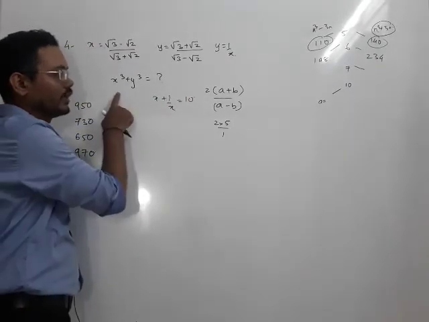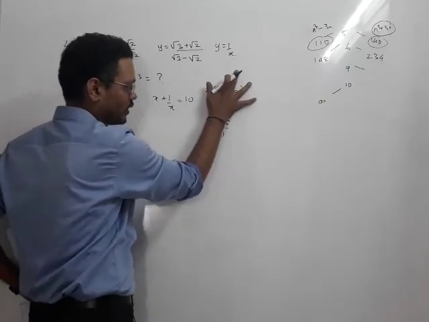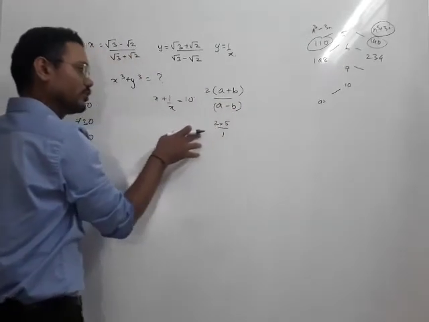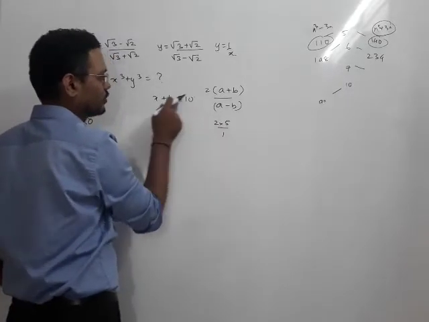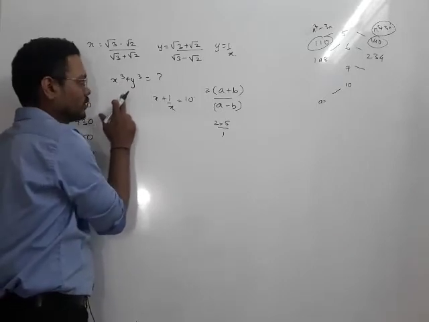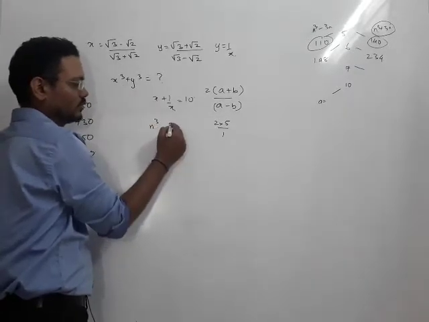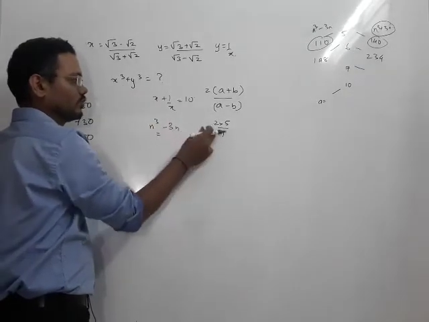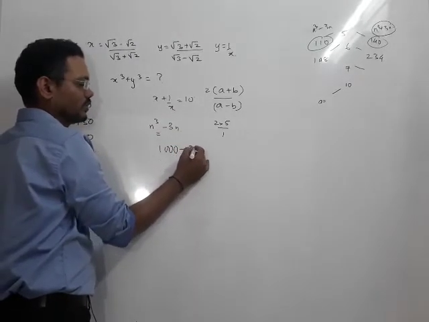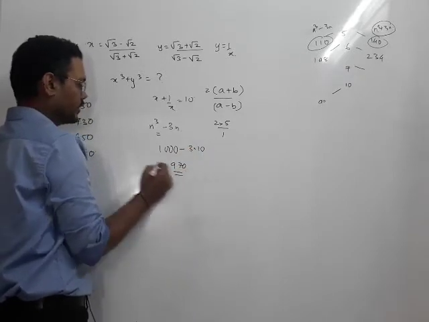I have to find x cube plus 1 by x cube. This step I have written only for your explanation. Otherwise, if you know the formula for this, you have identified this is the format, then you can directly write it. Orally you can come to this. This is asked x cube plus 1 by x cube, which means it has to be n cube plus or minus. This is plus, so it has to be minus 3n. So my n is 10. 10 cube means 1000 minus 3n, which is 30. It will give me 970. I will take this answer.